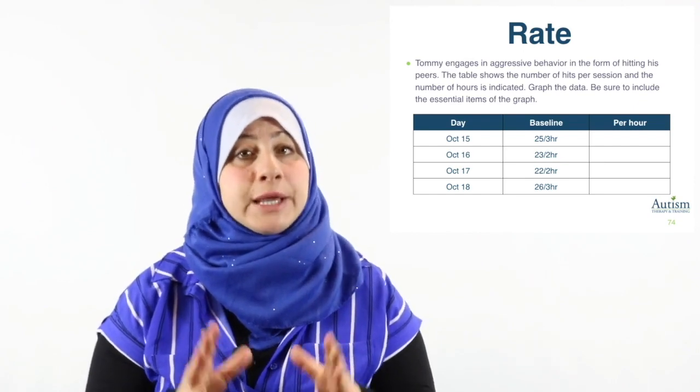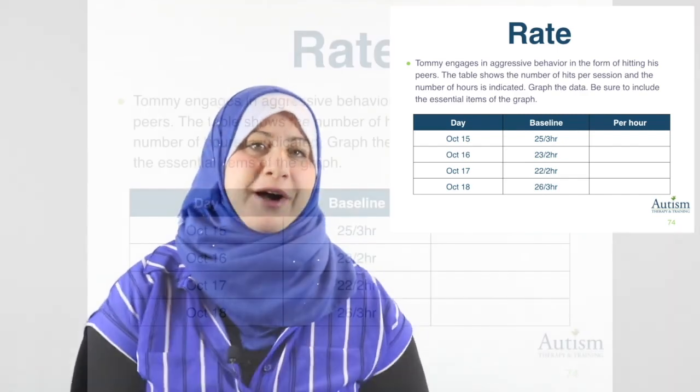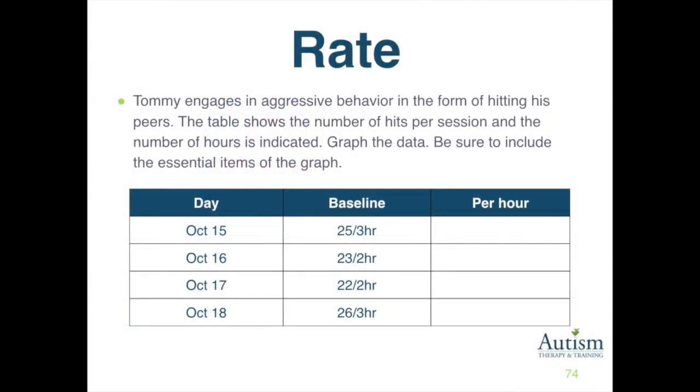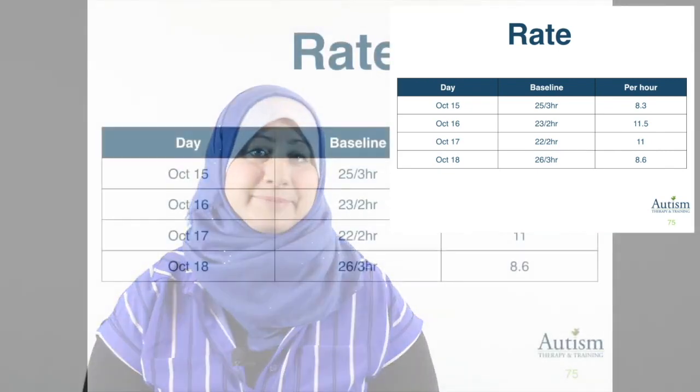Remember, take 25 divided by 3. If you get a point value, you can round it up to the nearest whole number. For example, if you get 12.2, you can round it to 12, or 12.7, you can round it to 13. Let's see what you got. So your rate should be 8.3, 11.5, 11, and 8.6. Now I want you to graph that.